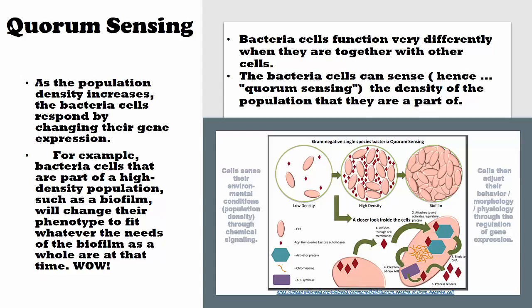Quorum sensing. Bacteria cells function very differently when they are together with other cells. The bacteria cells can sense, hence quorum sensing, the density of the population that they are a part of. As this population density increases, the bacteria cells respond by changing their gene expression. For example, bacteria cells that are part of a high-density population, such as a biofilm, will change their phenotype to fit whatever the needs of the biofilm as a whole are at the time.